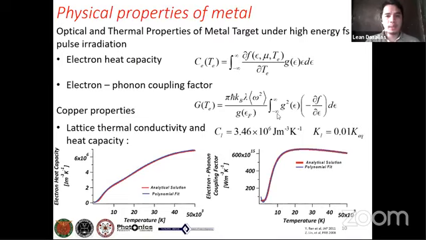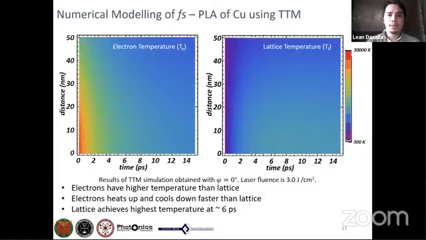But if we are to put this equation into our modeling, the computation time will be longer. So what we did is we performed the polynomial fitting to the already solved electron heat capacity and electron phonon coupling factor in order to improve the computation time. So this is the result of our work.